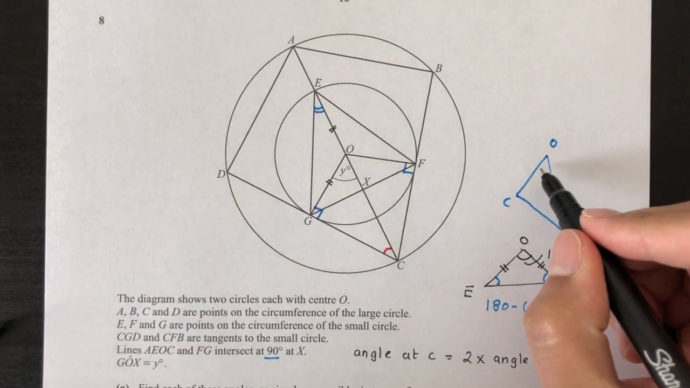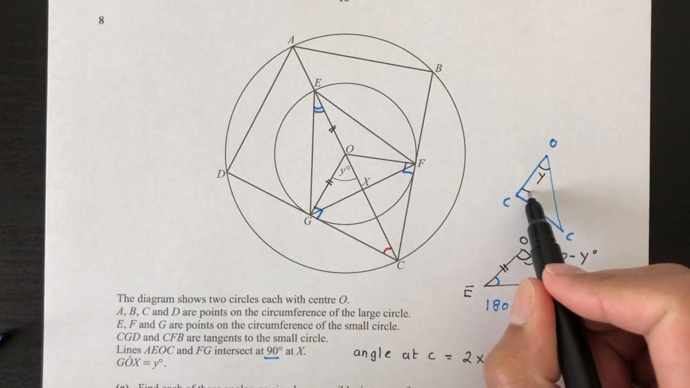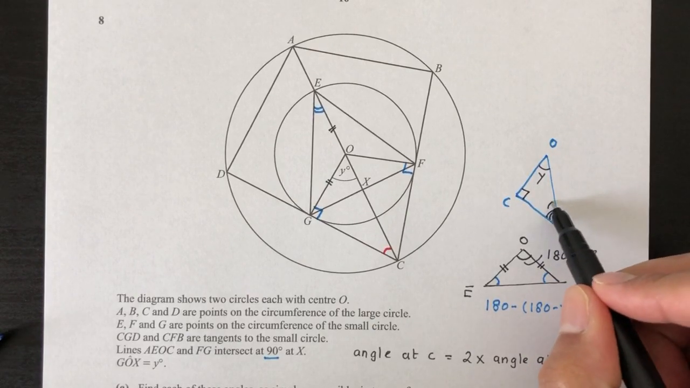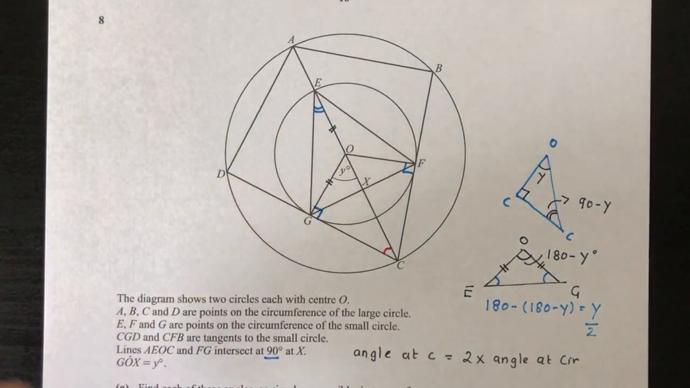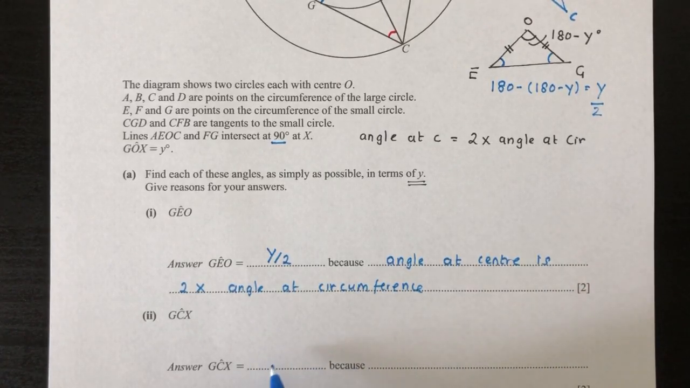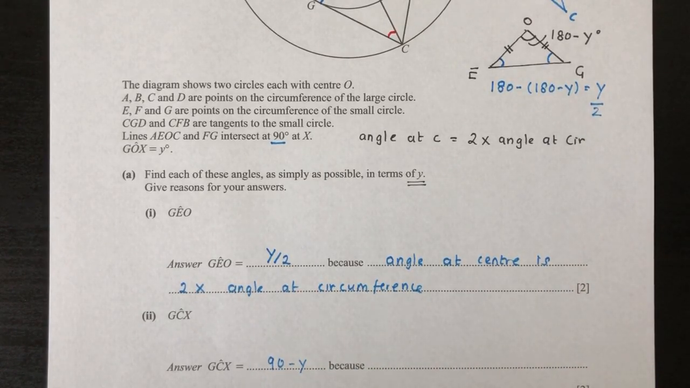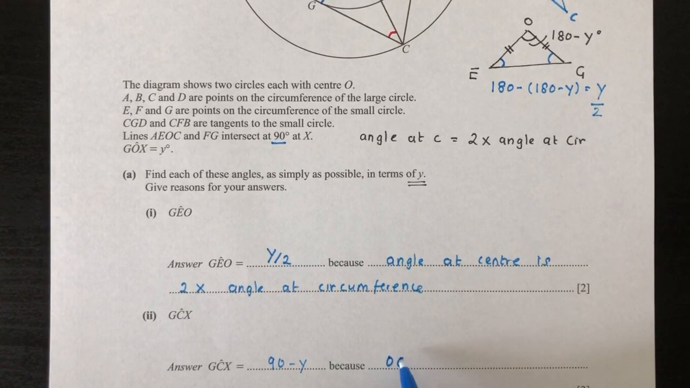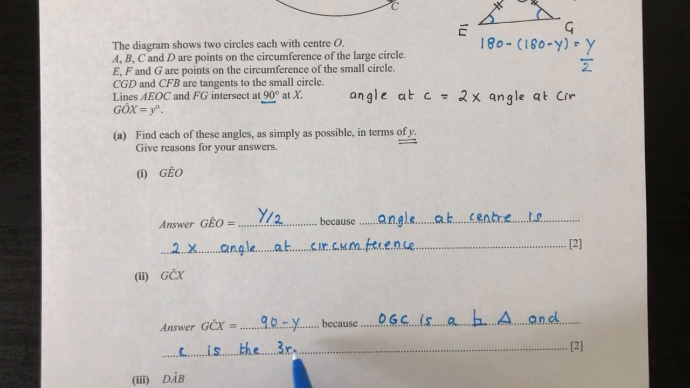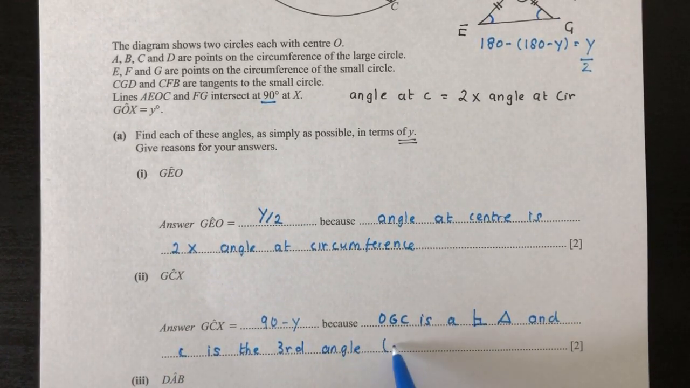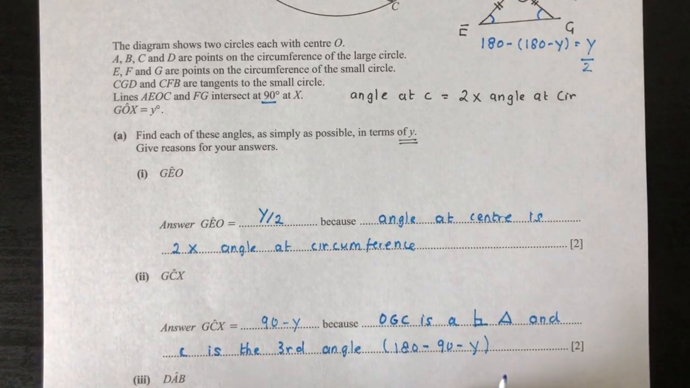Now you will see that this is given to you by Y, and this is 90. So what is this one? This is just the third angle of a triangle. That will be 90 minus Y. We can explain that: O, G, C is a right angle triangle, and C is the third angle that we need to find. The third angle is basically 180 minus the rest, which will give you 90 minus Y. That is for part 2.